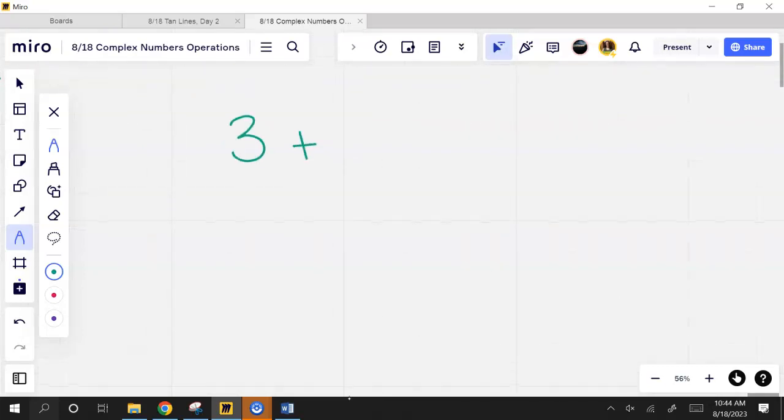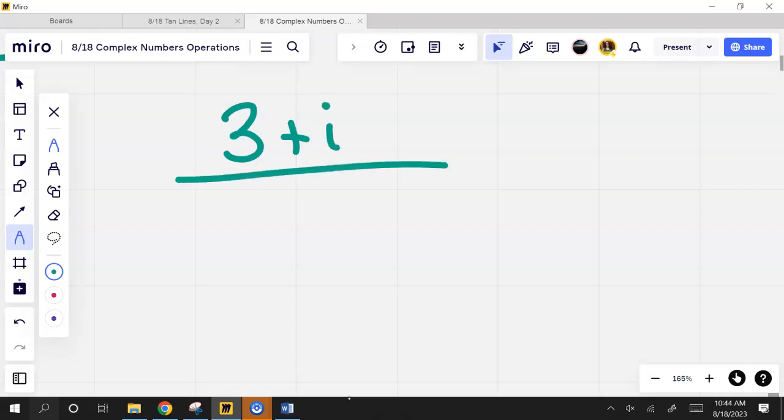Is that better? Or even bigger still? Is that better? You can't see it?